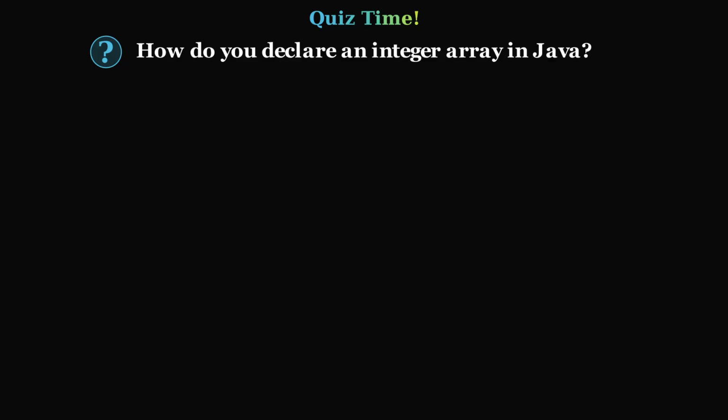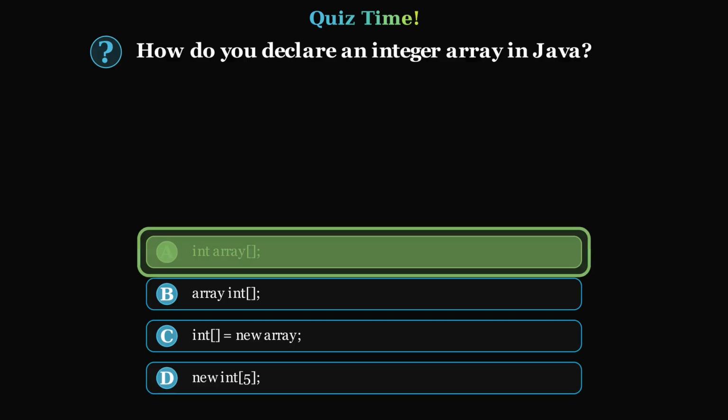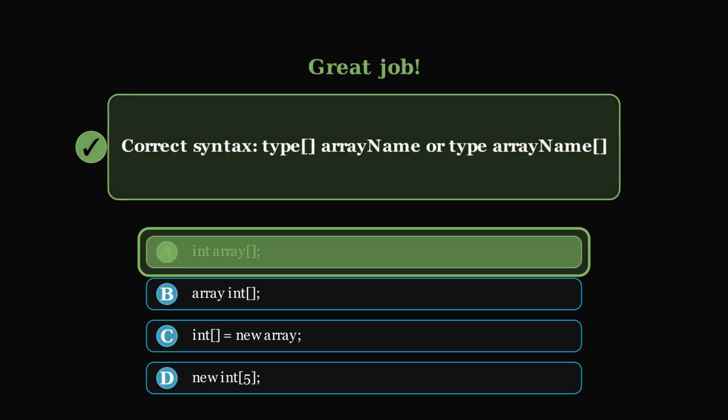How do you declare an integer array in Java? Which one is correct? The correct answer is correct syntax. Type[] arrayName or type arrayName[].